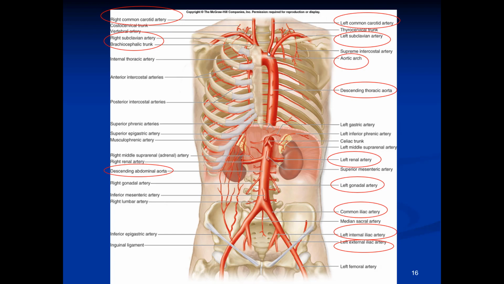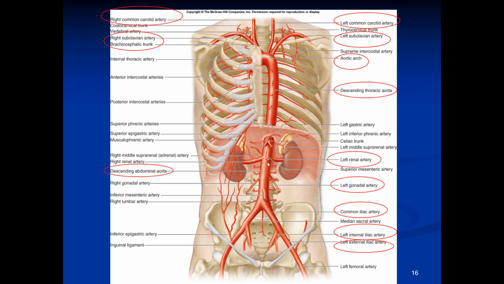On the left side, it's a little bit different because coming straight off the aortic arch, you have the left common carotid, which goes up to the brain, and then the left subclavian, which goes out to the left arm. So there is no brachiocephalic trunk on the left side.